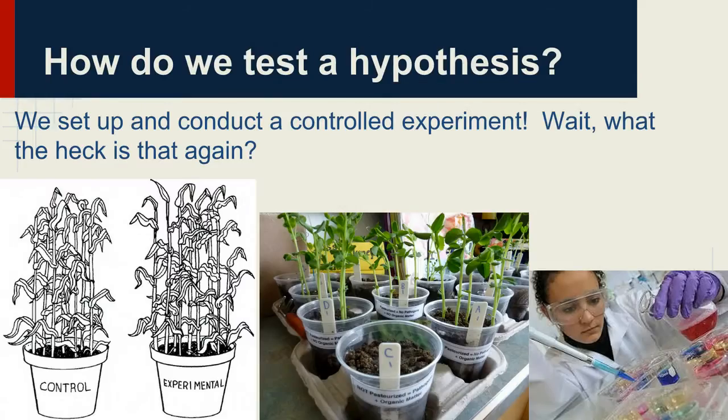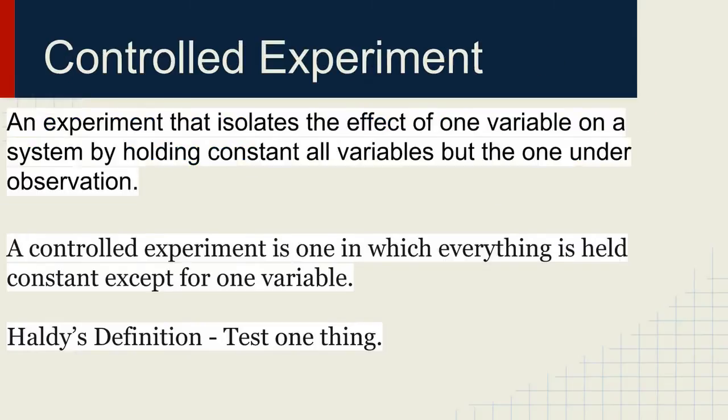Now, how do we test it? We set up and conduct a controlled experiment. That's what a controlled experiment does, it tests a hypothesis. If you're confused about what that is, a controlled experiment is where we're testing one thing. Everything else is the same except for one thing, and that's what we're testing.